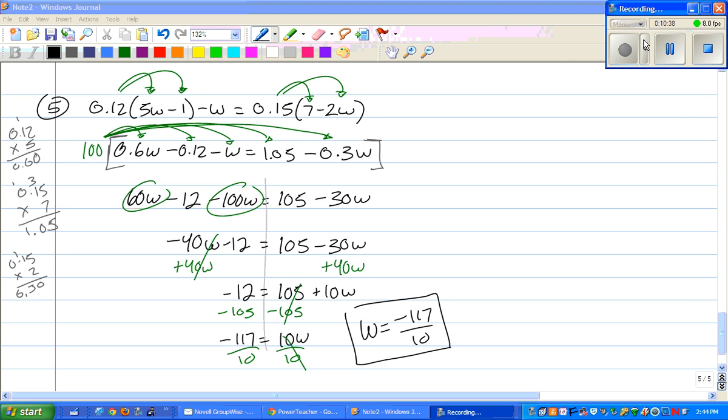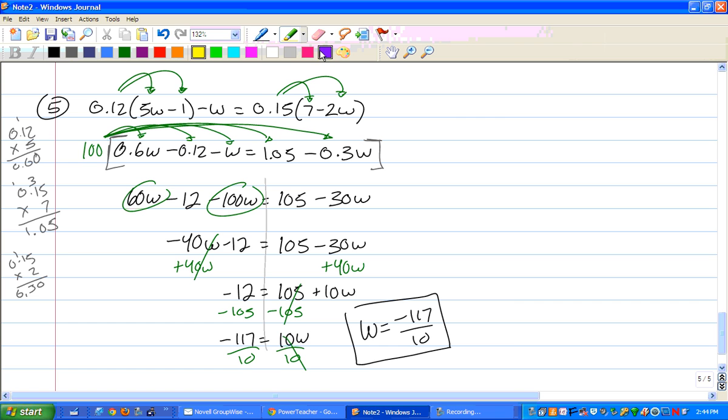All right, and there you go. After you distributed everything, we had to combine the like terms, which was the 60 and the negative 100, which gives us negative 40. I moved the smaller variable, so we get 10w. SADMAP, minus the 105 from both sides, you get negative 117. Divide by 10, and you cannot reduce that fraction, so w equals negative 117 over 10.